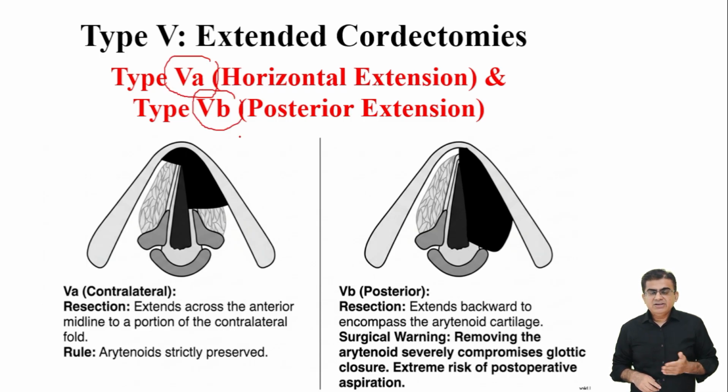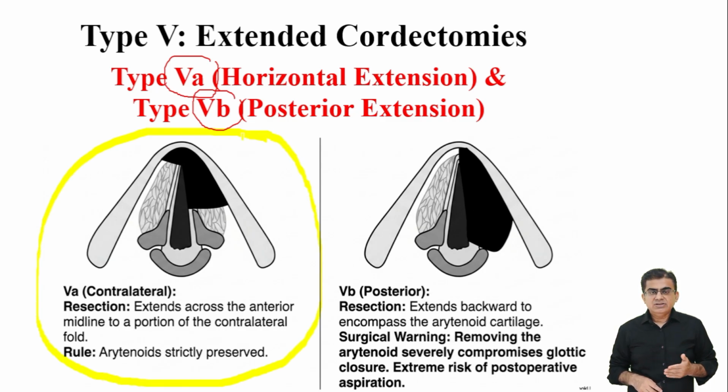Look at the diagram on the left side of your screen. This is the type 5A or contralateral extension. We strictly use this when the tumor crosses the anterior midline. You must carefully resect across the midline to involve a specific portion of the opposite vocal cord. But you must follow one absolute rule during this procedure. Both of the arytenoid cartilages must be strictly preserved. See here. Both the arytenoids are preserved.